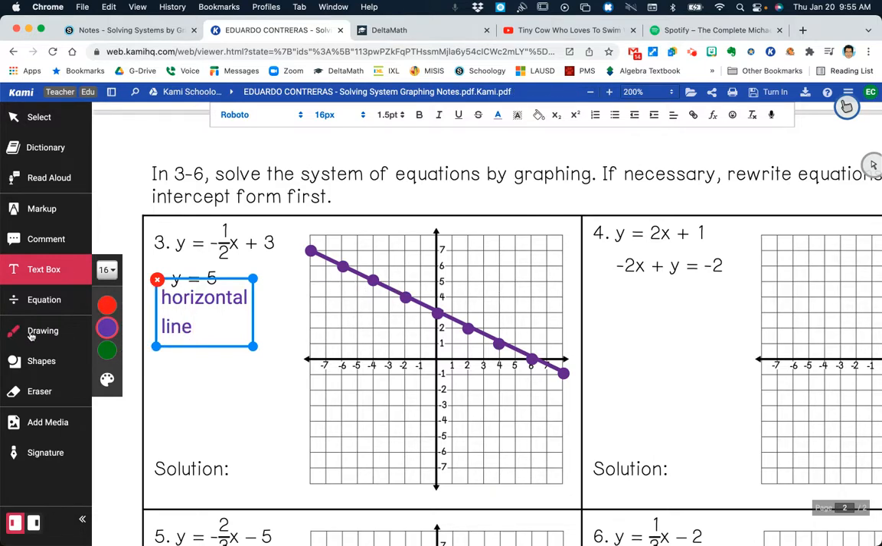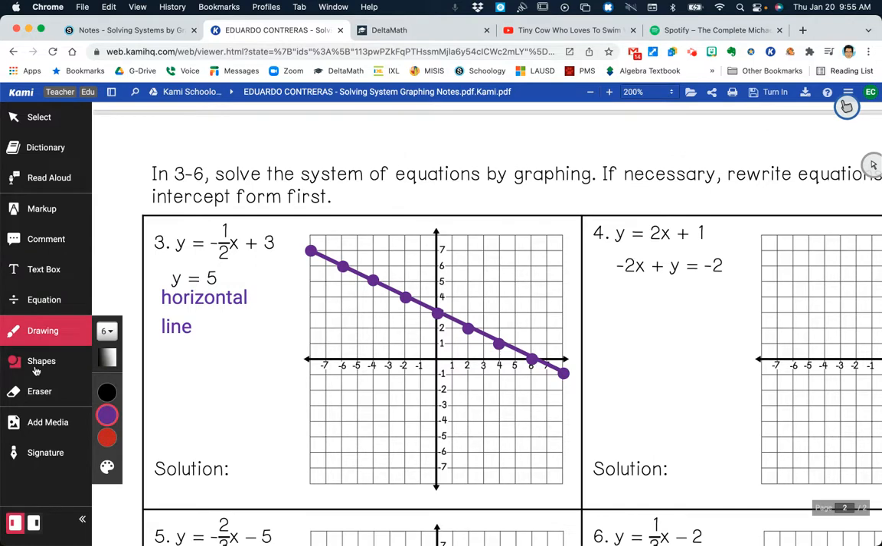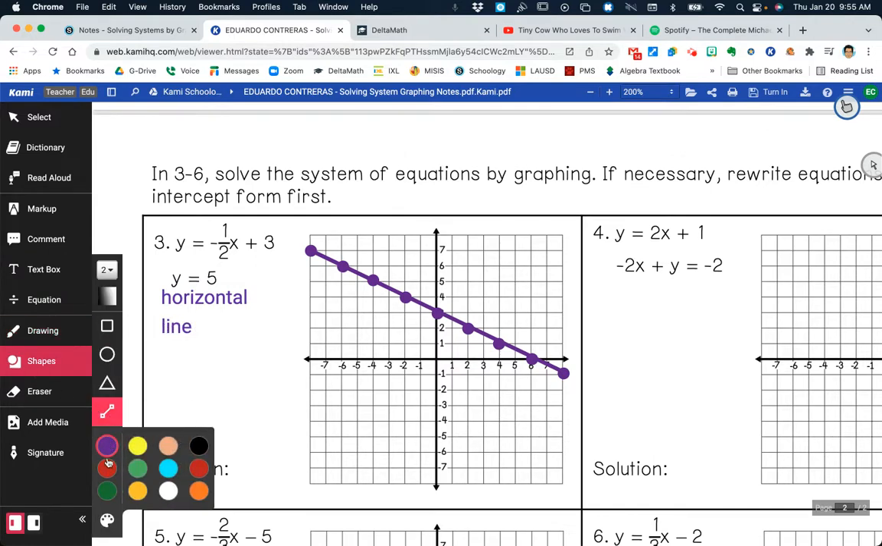So what you want to do is go to the shape tool. It's going to be a line. Let me find 5, and it's going to go just horizontally. If you want to make a perfect horizontal line, hold the shift button as you're drawing your line, and it's going to be perfectly horizontal there at 5. So that's y equals 5.